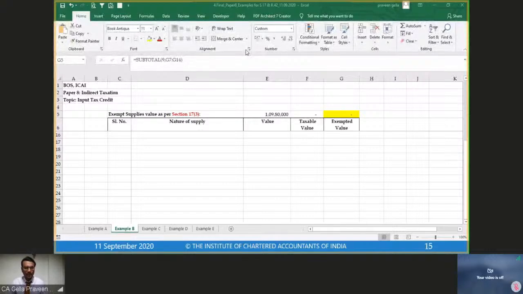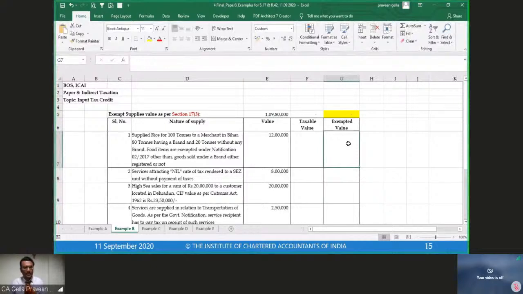Let me solve it for you. Now, exempt value, as we have discussed in the first problem: 80% of products is sold with a brand, 20% is sold without a brand. So I'm not interested in taxable, I'm interested in the exempted value. So this into 20% is my exempted turnover in example number 1. Services attracting nil rate of tax.